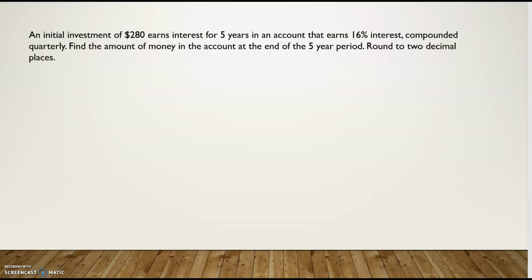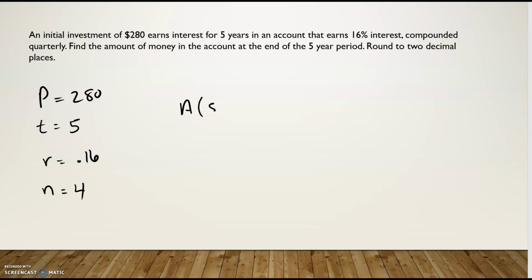So let's look at this right here. An initial investment of 280 earns interest for 5 years in an account that earns 16% interest, compounded quarterly. Find the amount of money in the account at the end of a 5-year period, rounded to 2 decimal places. Okay, so the amount that you start with, which is P, is 280. We are going to have this in there for 5 years at 16% interest, so that'd be 0.16. You have to get it out of the percentage. And well, how many times did it compound? Well, quarterly, so that would be 4.